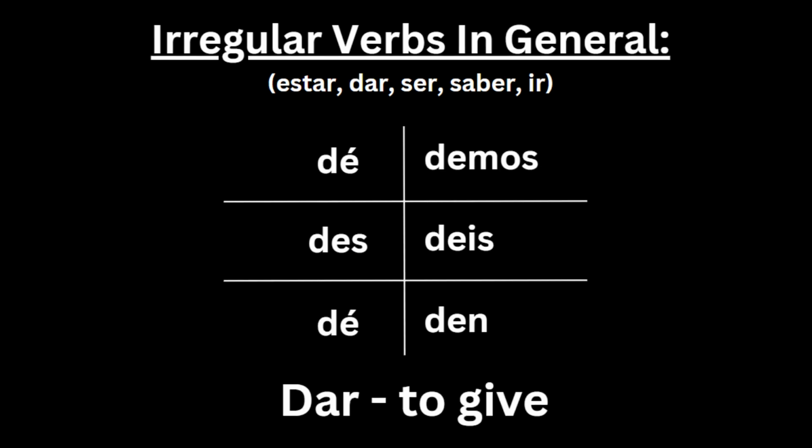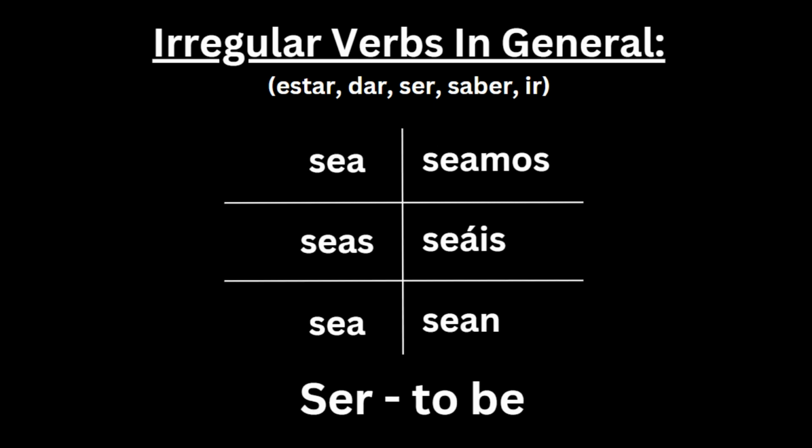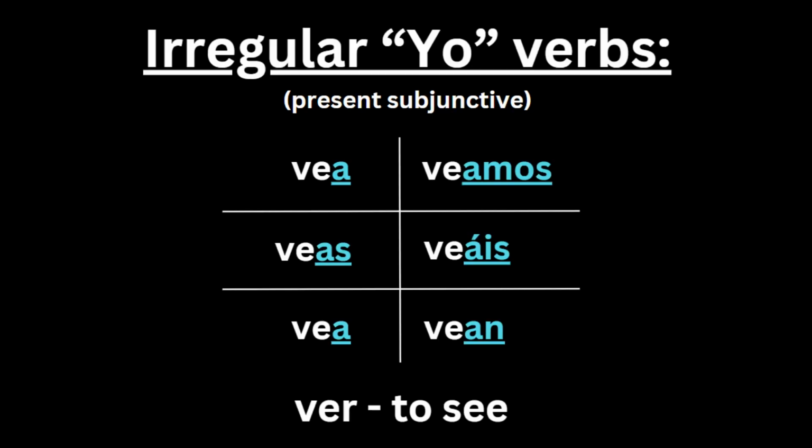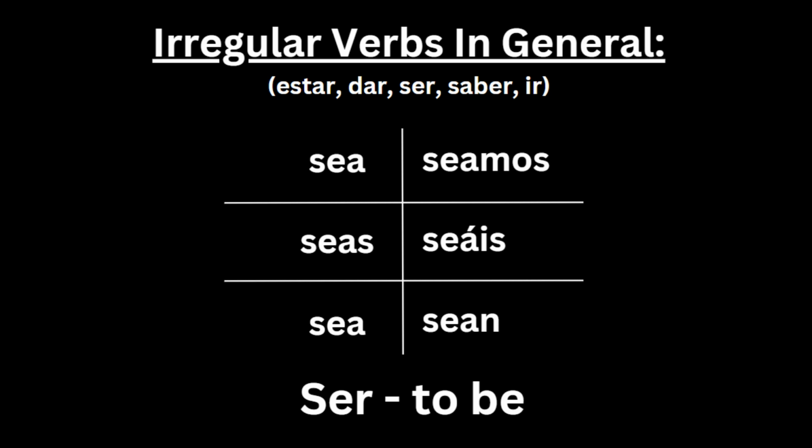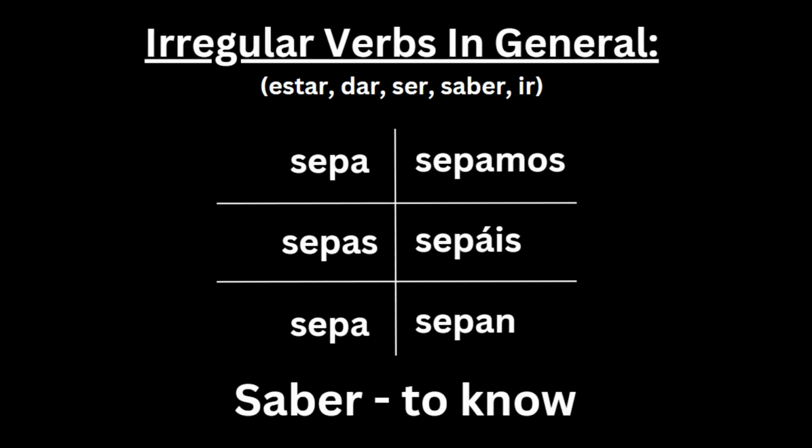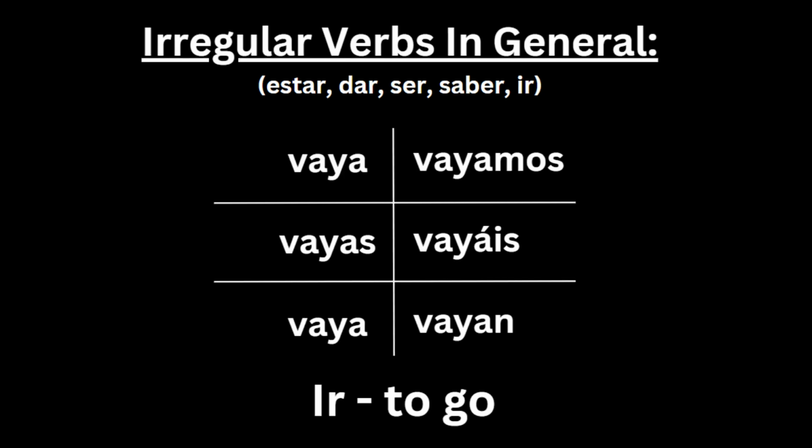After estar, we have the verb dar, which looks like this: yo dé, tú des, él dé, and so on. After dar, we have the verb ser, which copies the same pattern as the verb ver: yo sea, tú seas, él sea, and so on. After ser, we have the verb saber, which has a pattern similar to its form in the past simple: yo sepa, tú sepas, él sepa, and so on. And finally, we have the verb ir, which by far is the most irregular verb in the present subjunctive: yo vaya, tú vayas, él vaya, and so on.